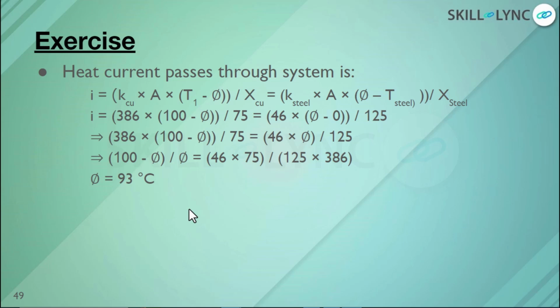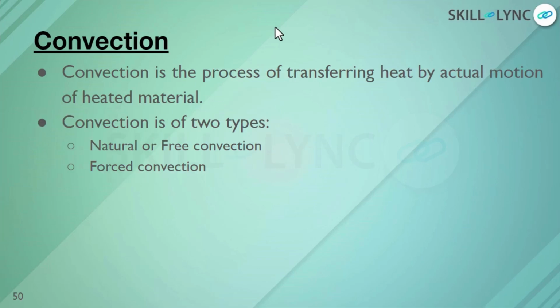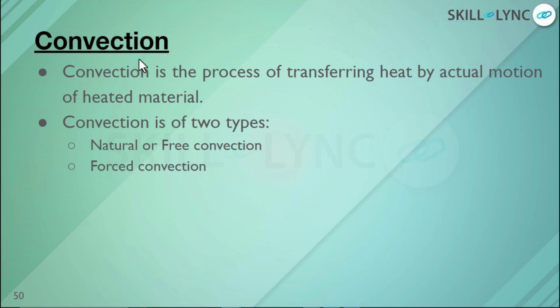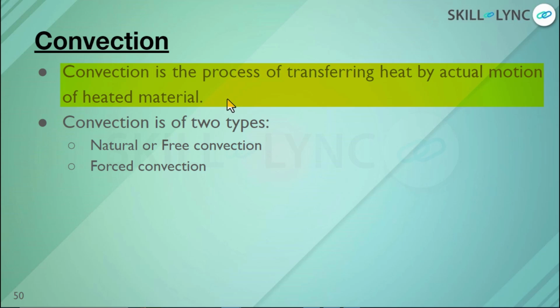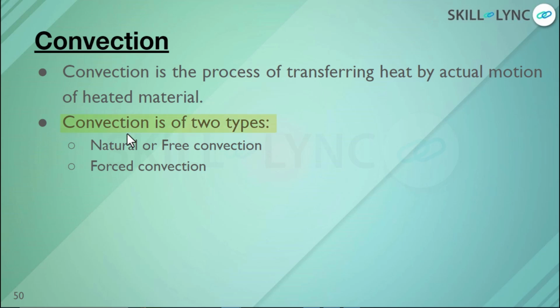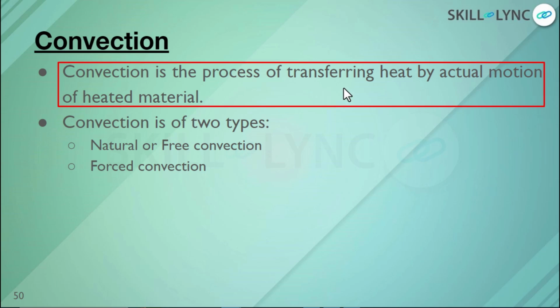Welcome to session 3. Today in this session we are going to study another mode of heat transfer, which is convection. Convection is the process of transferring heat by actual motion of heated material. Convection is of two types: natural or free convection, and forced convection. Let me remind you of the definition again. Convection is the process of transferring heat by actual motion of heated material.